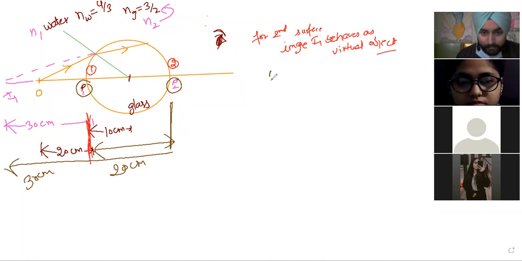So in this case the value of u is कितनी बनेगी सेकंड केस में? -50. Yes, very good. That is -50 centimeter. And what is the value of r, positive or negative? R is negative in this case, that is 10 centimeter. And after that, what is the value of n1? जो फर्स्ट मीडियम इसमें आएगा वो क्या है? Because we are dealing with this ray, that is 3/2.